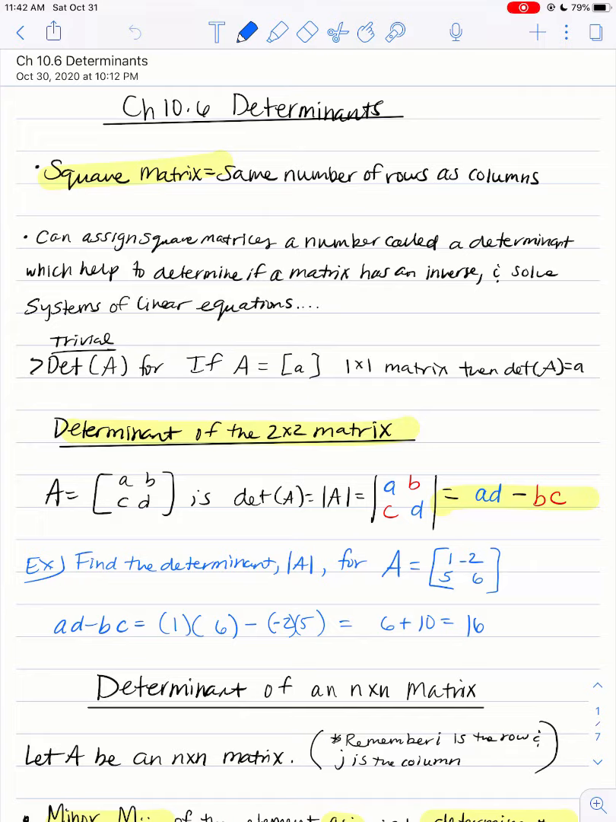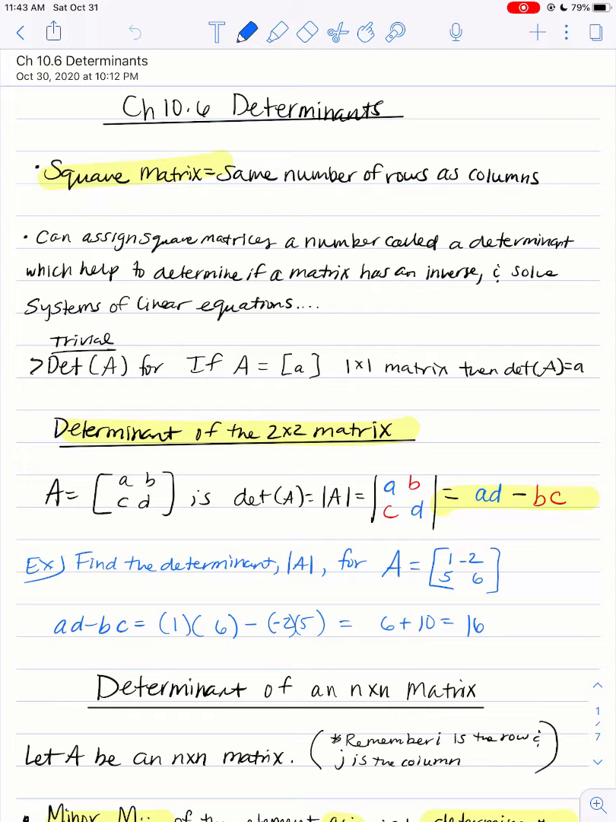Although we did skip some sections in chapter 10, the topic of determinants is on our learning objectives for this class. So I'm just going to go over determinants from chapter 10.6. There's more in that section, but I'm just pulling information about determinants to go over those with you guys.